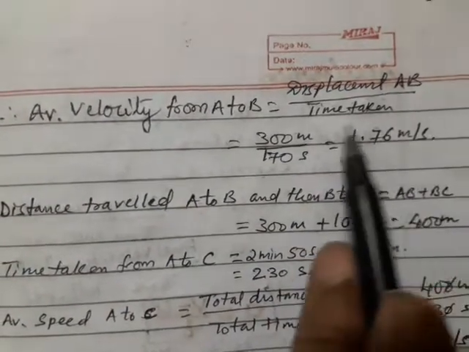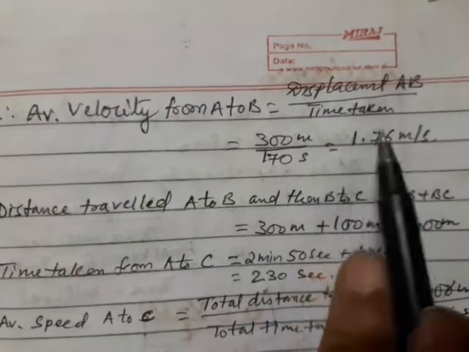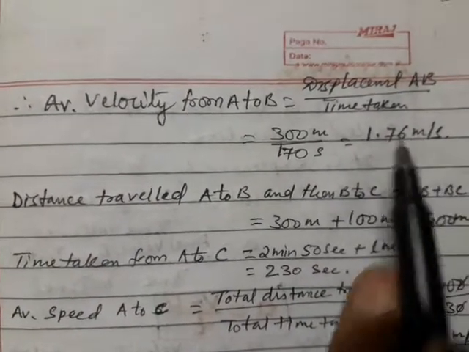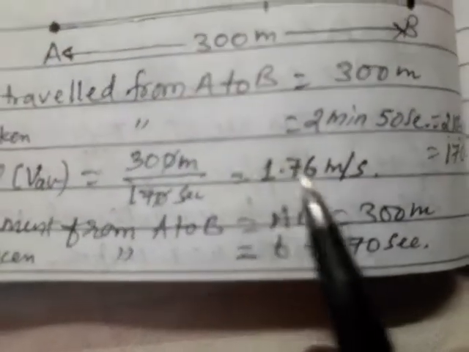So you see that in this case, as the motion is in a straight line, its average velocity is equal to the average speed, right? Average velocity is equal to average speed.